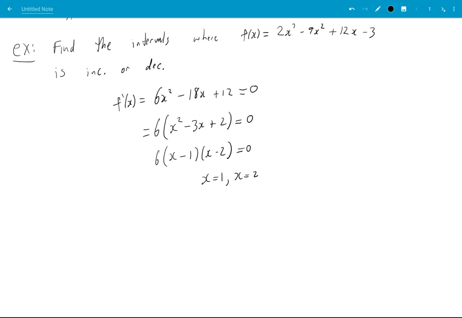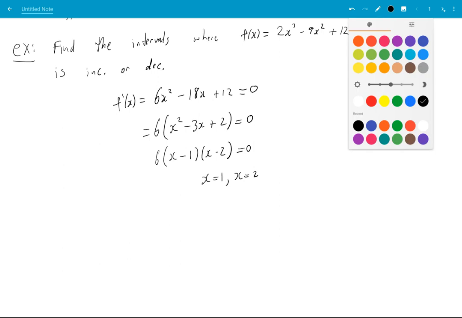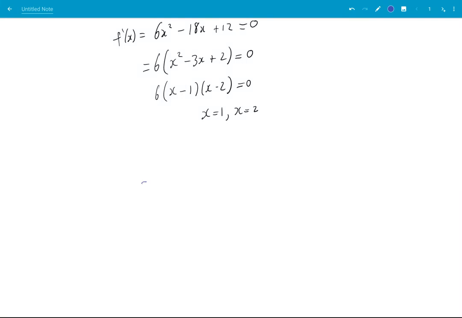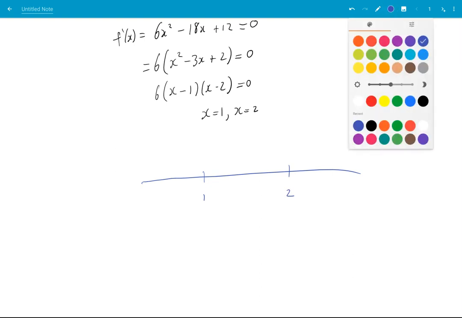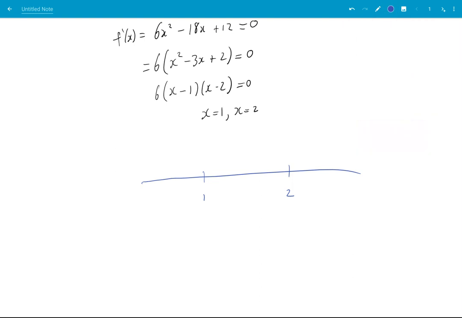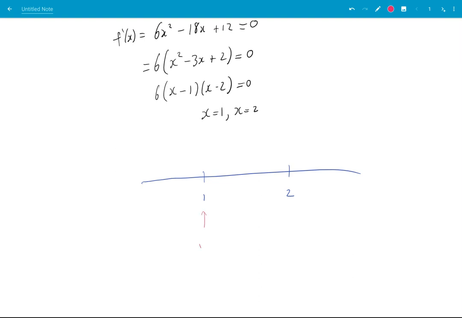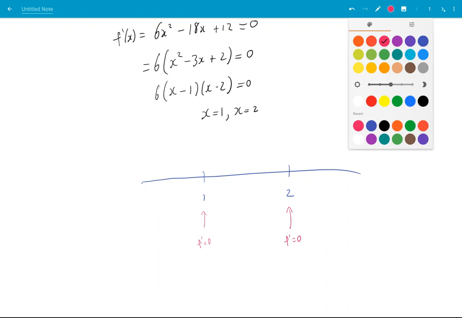So why did I do that? Why did I set it equal to 0? Well, because look what I can do. I can make a number line. Put a 1, put a 2 there. At 1, f prime is 0. At 2, f prime is also 0. Now, everywhere else, f prime is not 0.